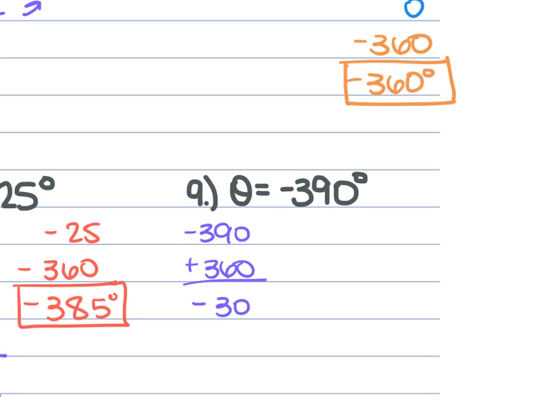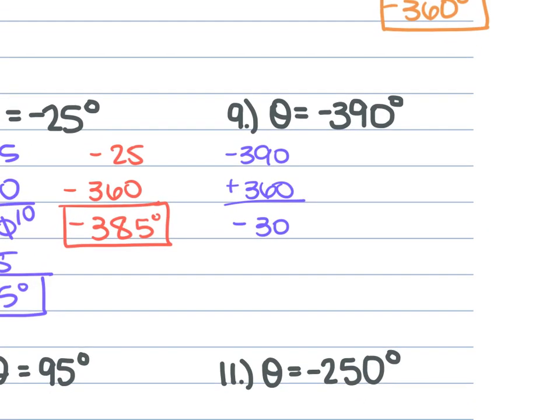This is still not positive, so we want to add that 360 to this negative 30 one more time to get a positive angle. So the 0 is going to stay. The 6 minus 3 is 3, and the 3 minus 0 is 3. So positive 330 is the positive coterminal angle.